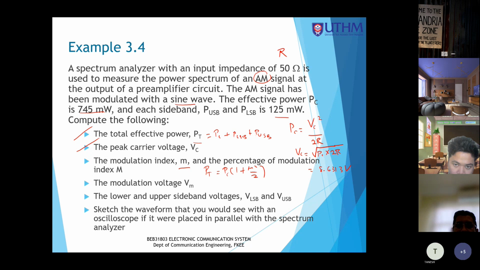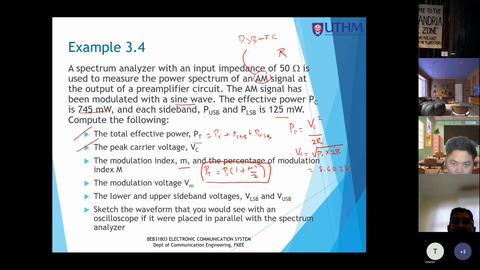So apabila dikira, remember persamaan ini hanya benar untuk double sideband full carrier. Kerana kita punya example ini adalah untuk double sideband full carrier. Macam mana kalau tidak? Macam mana kalau dia bukan double sideband full carrier? What to do? Okay, what to do? So, jika ini bukan double sideband full carrier, you kena cari VM, you kena cari VC. Okay, so we know the VC, we just need to find how much is the VM.